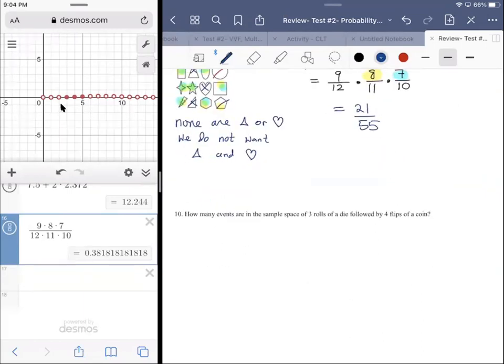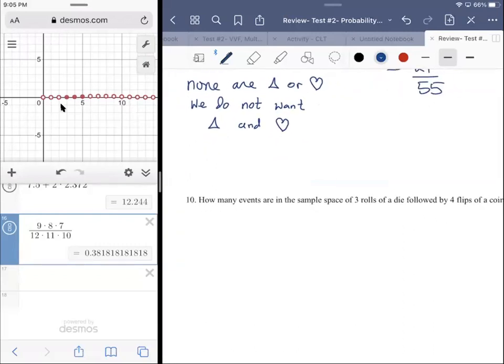And the last one: how many events are in the sample space of 3 rolls of a die followed by 4 flips of a coin? This is also kind of a gimme. What I'm looking for here is you to apply this rule, and we talked about this early on in the unit: number of outcomes per trial raised to the number of trials.